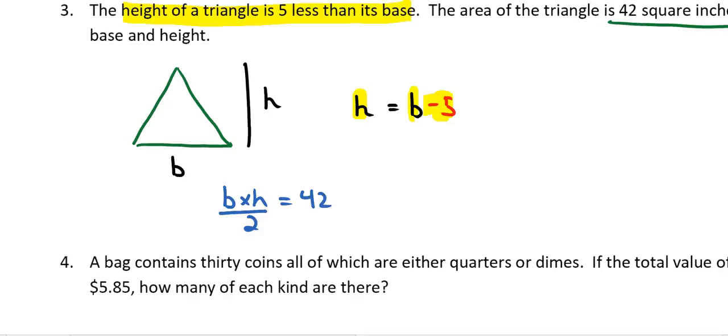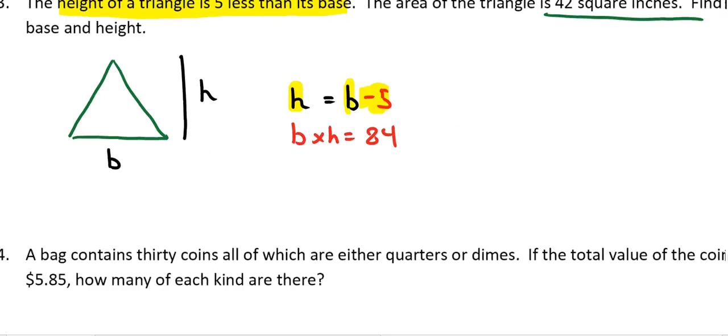Now ask yourself, how do I get rid of this 2? Well, I multiply both sides of the equation by 2. Those 2s can cancel, and if I move this up here, I'll have base times the height equals 84. Okay, so I'm just getting rid of the 2 in the denominator there.